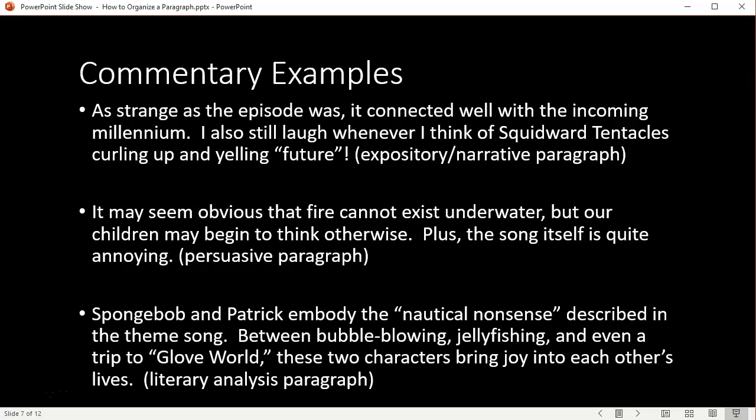Here are some examples tying back to my narrative paragraph. As strange as the Time Machine episode was, it connected well with the incoming millennium. I also still laugh whenever I think of Squidward Tentacles curling up and yelling, "Future!" It's kind of a strange moment from SpongeBob.